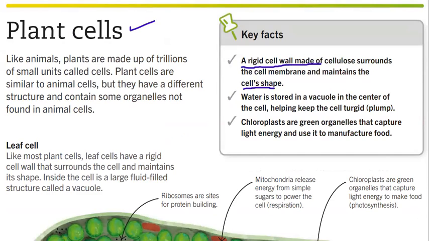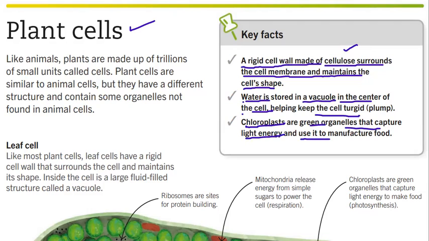So the shape of the cell is due to these things. That means a rigid cell wall made of cellulose surrounds the cell membrane. That is the reason behind that. Another one, water is stored in the vacuole in the center of the cell, helping keep the cell plump or turgid. And another one, chloroplasts are green organelles that capture light energy and use it to manufacture food.